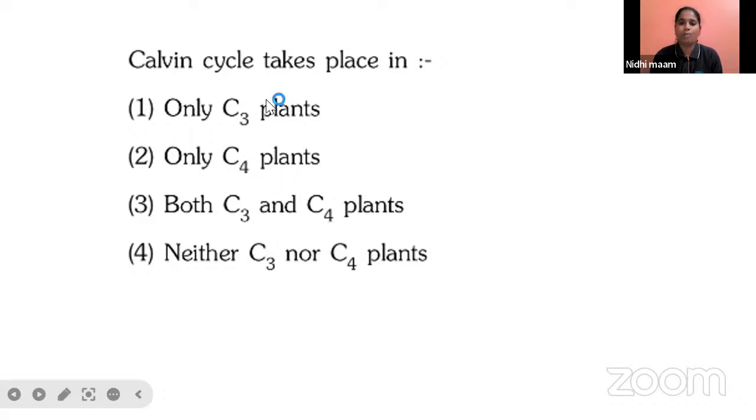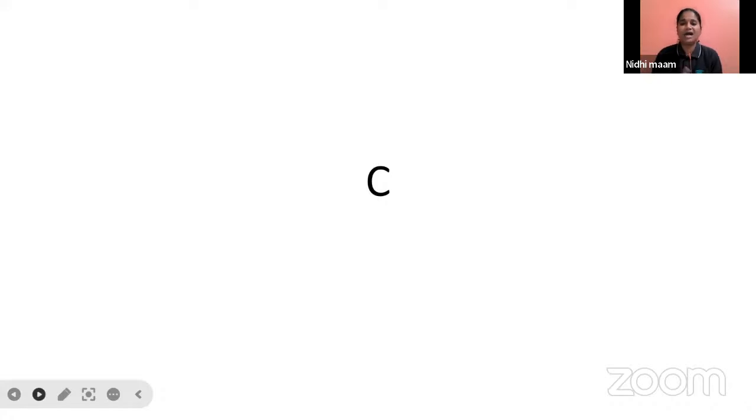Okay. Option A, only C3 plants. Option C, the Calvin cycle happens in both C3 and C4 plants. So regarding photosynthesis, we are going to take one more session. After that, we are going to complete photosynthesis and start with respiration in plants.